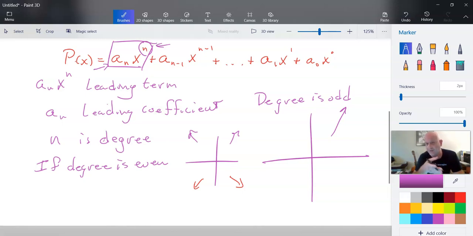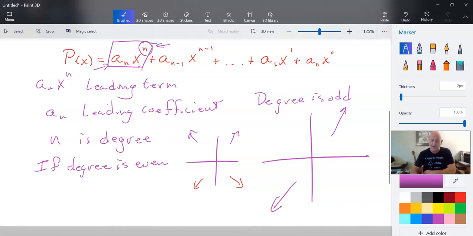The examples we saw just flattened out in the middle like that because of the fact that there were no other terms in that polynomial. If I started adding things to it, you'd start getting all kinds of wavy things going on, but the ends would still do the same thing, and that's what's important.